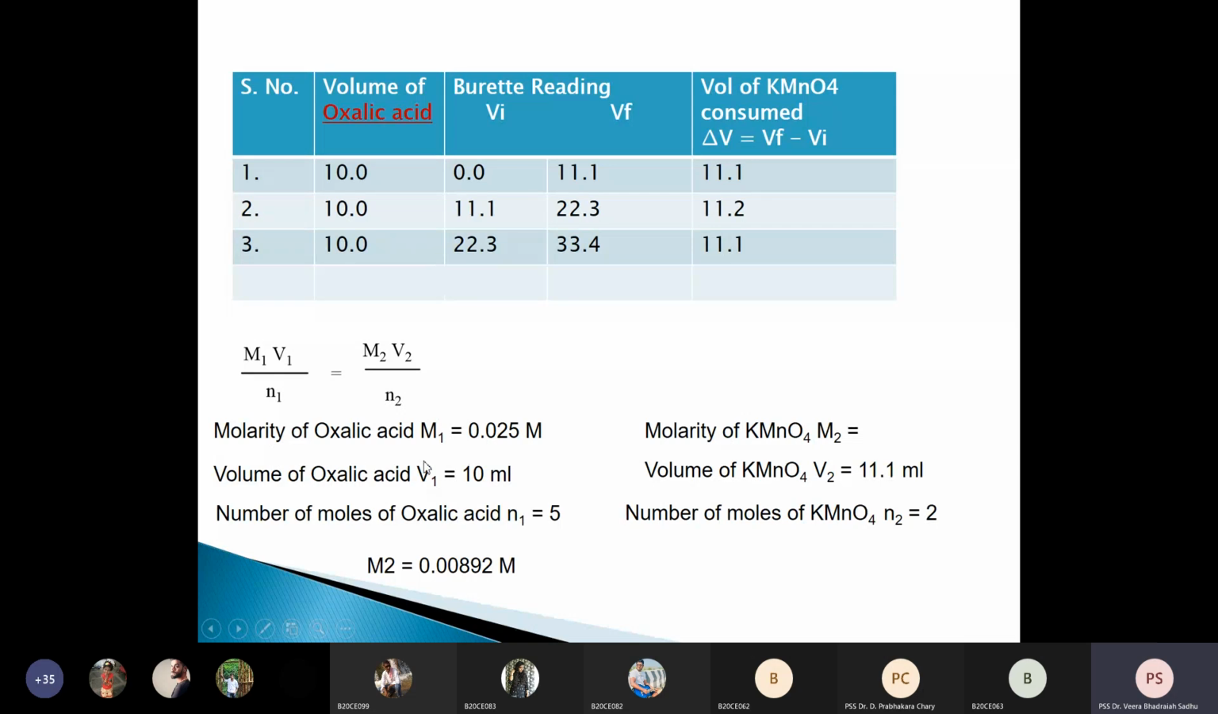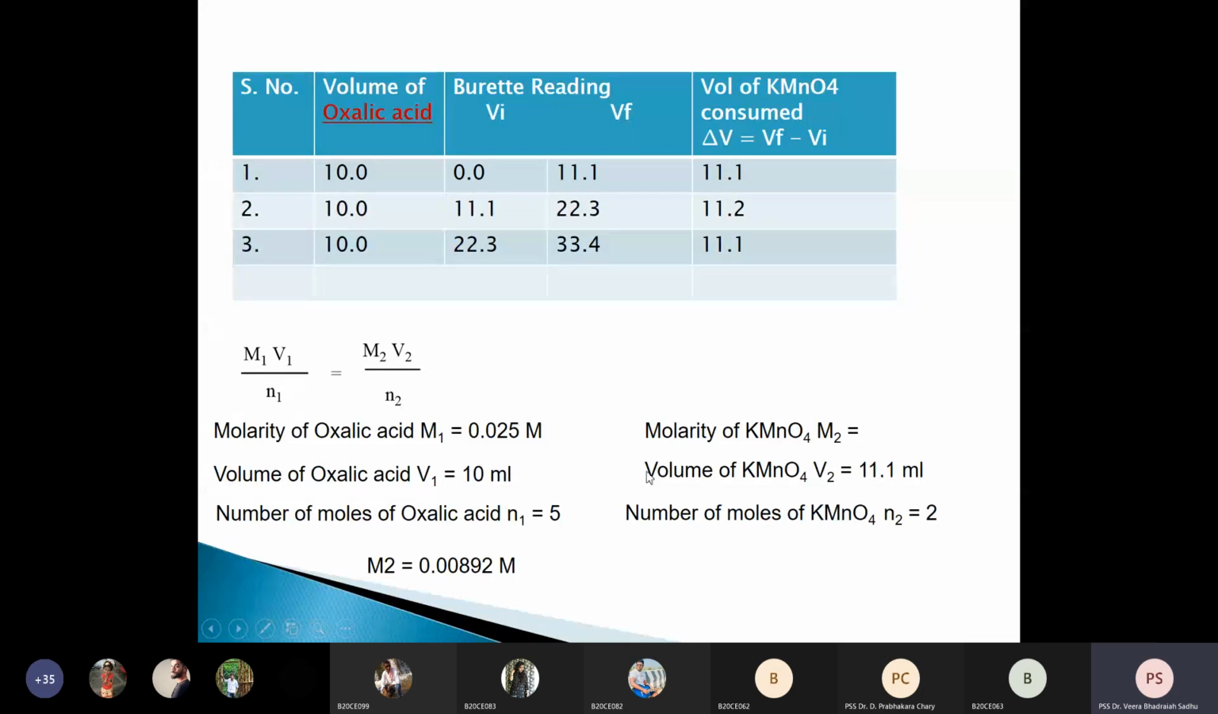The quantity of oxalic acid is 0.025 moles, and the volume of oxalic acid is already known, 10 ml, which we have pipetted out. From the equation, you already know the moles of oxalic acid, which is 5, and KMnO4 moles is equal to 2, and the volume of KMnO4 we have obtained with the titration is 11.1 ml.